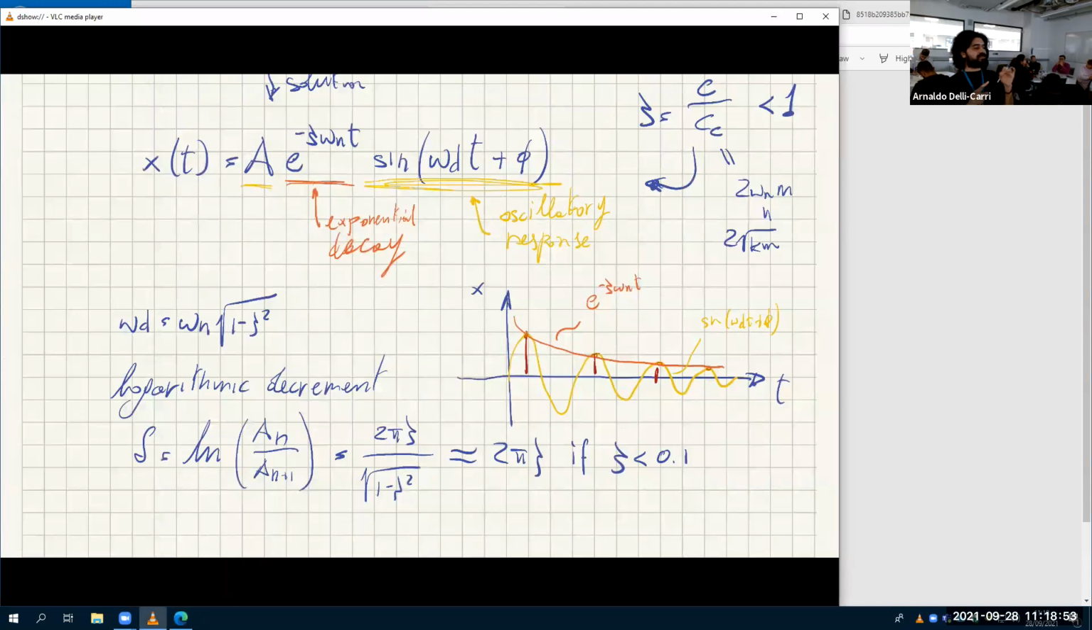What happens if you don't have successive amplitudes? Say I'll give you the amplitude of this oscillation and the amplitude of this oscillation. These are not successive amplitudes. So how do we solve this?